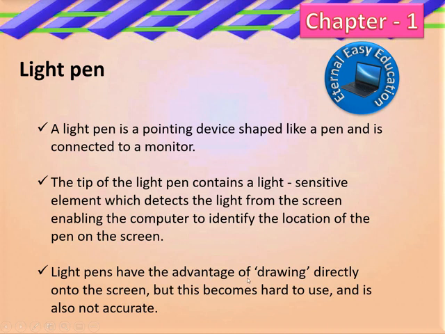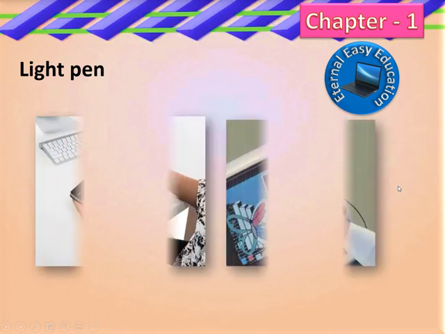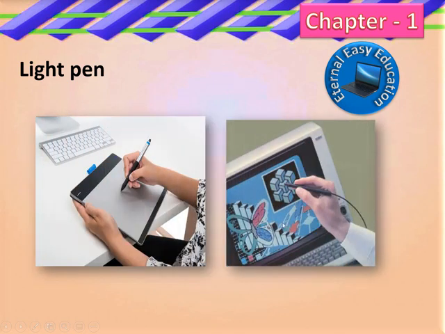Light pens have the advantage of drawing directly on the screen, but this becomes hard to use as it is not accurate. So this is the light pen. So using the pen we can directly write or draw on the monitor.